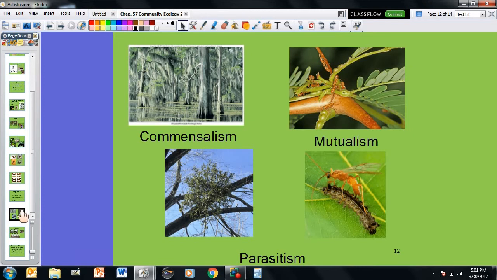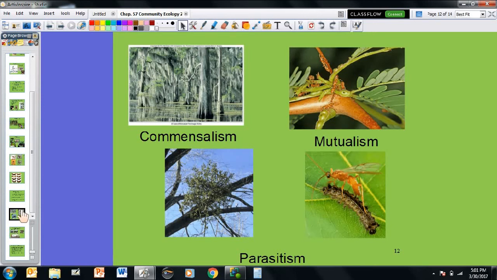So being high up in the tree helps it because that's where more water vapor is. So it gains more moisture the higher up it is. The moss doesn't actually attach itself to the tree in any way, so the tree isn't harmed. It also doesn't provide any benefit to the tree, so the tree isn't helped.